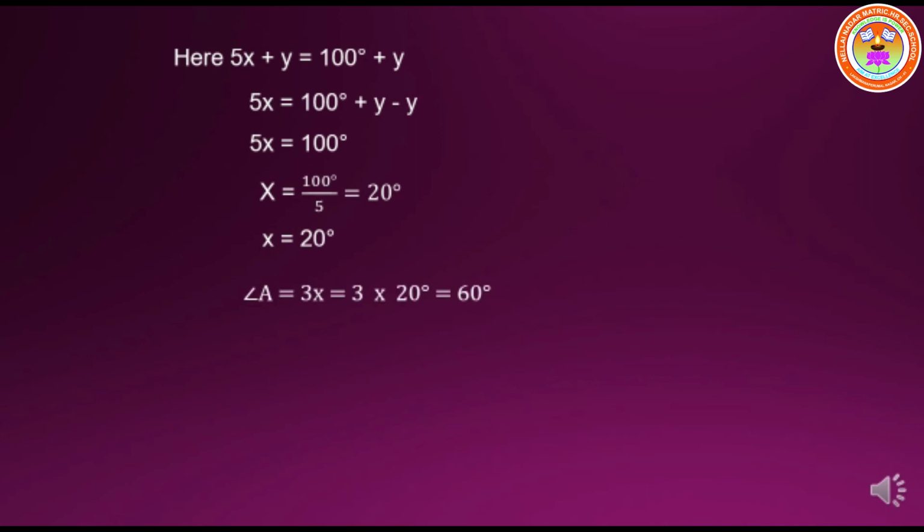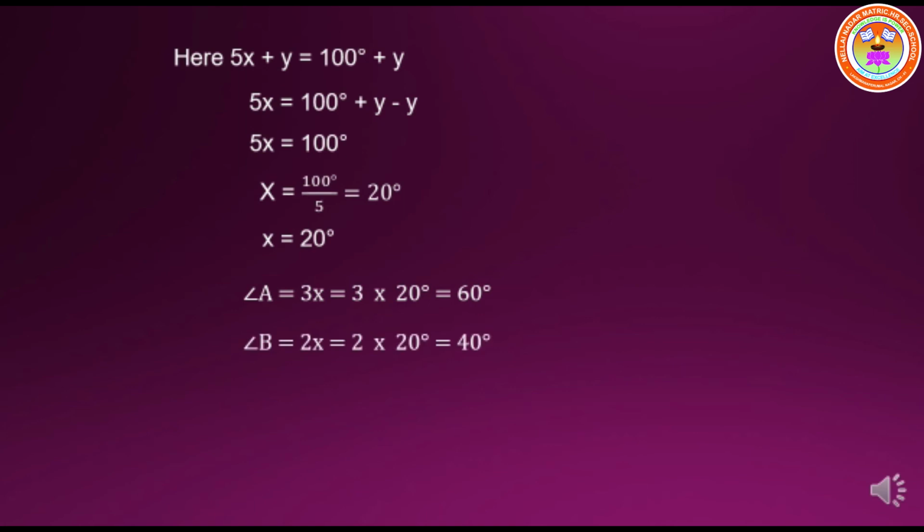Now I need to find angle A. So let us substitute the value of x in the place of x, that is 3 into x. So angle A is equal to 3x, that is equal to 3 into the value of x we have found, 20 degrees. So 3 into 20, when you multiply, it is equal to 60 degrees. That is the value of angle A.